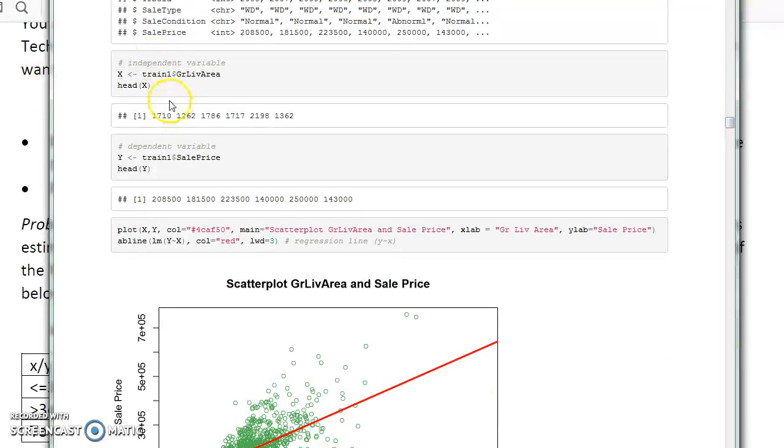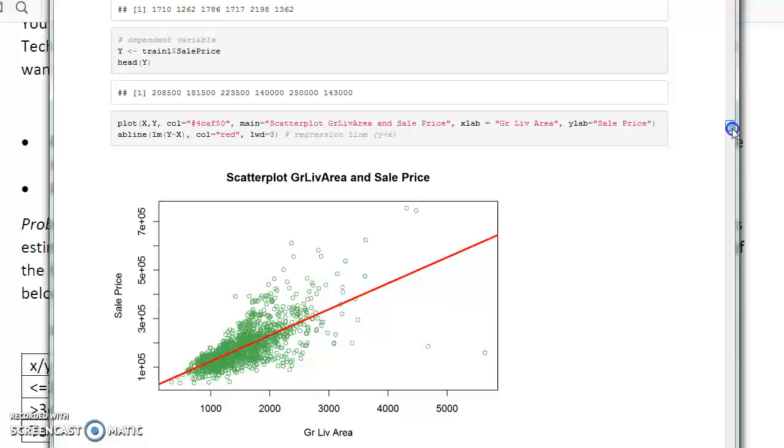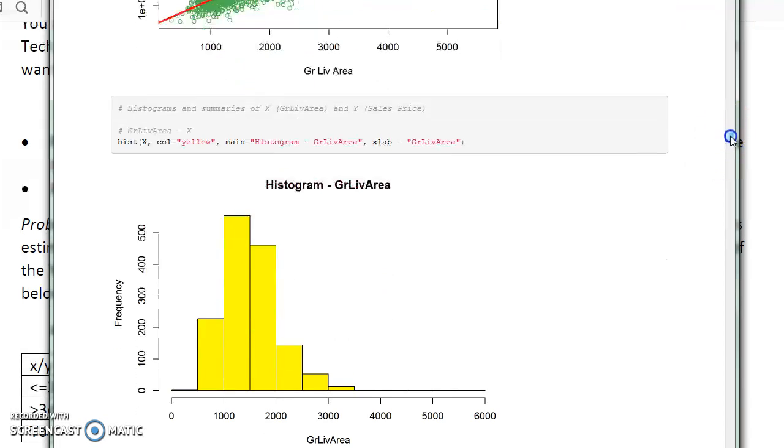If I set capital X equal to the greater living area, I saw that there might be a good relationship there. Capital Y is equal to the sales price, and then I plotted those. So I got a scatter plot. It looks like a pretty good relationship between greater living area and sale price.